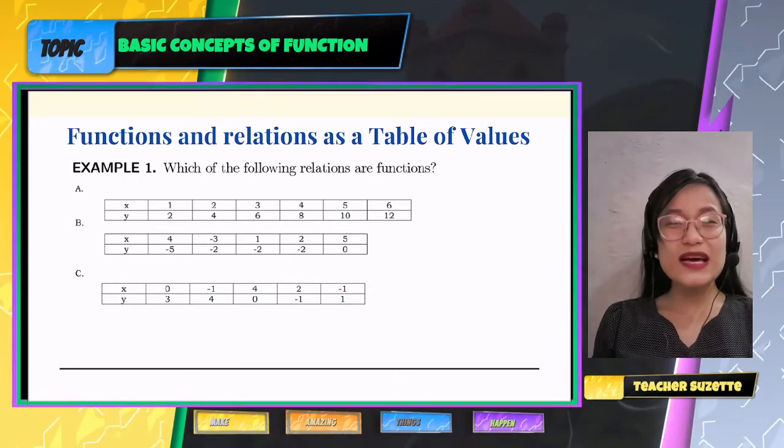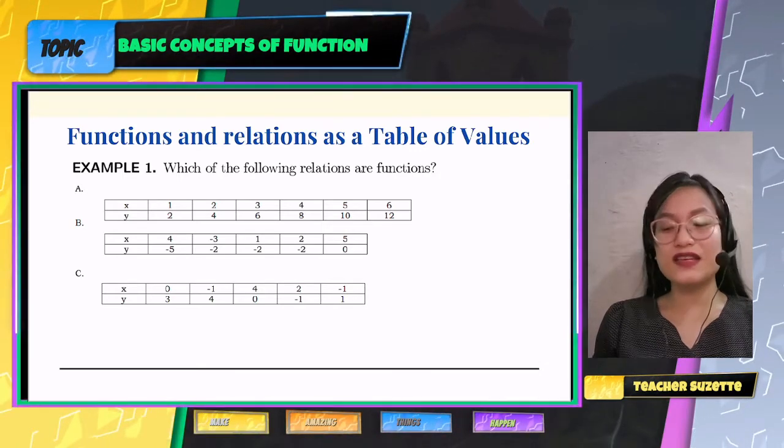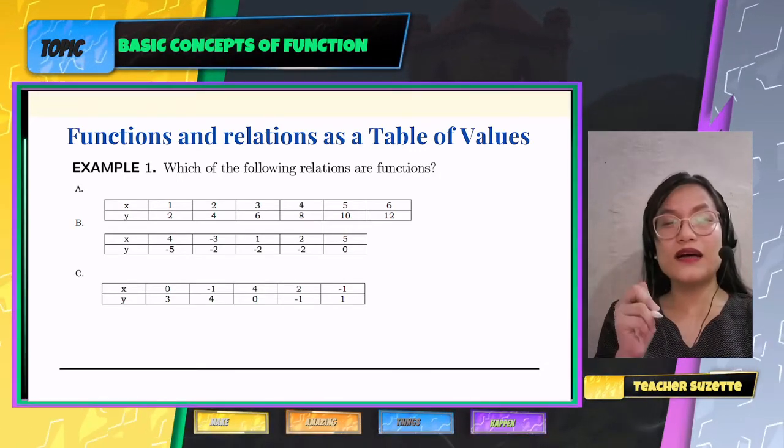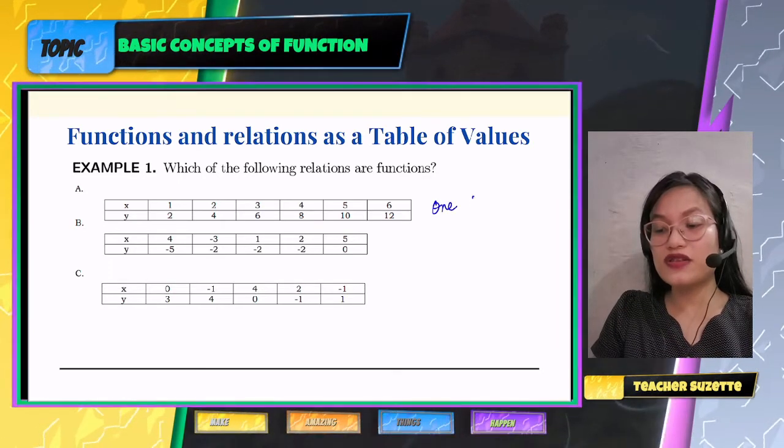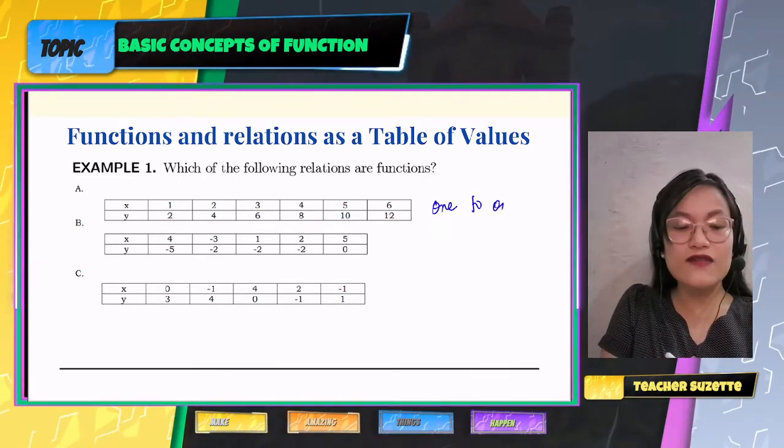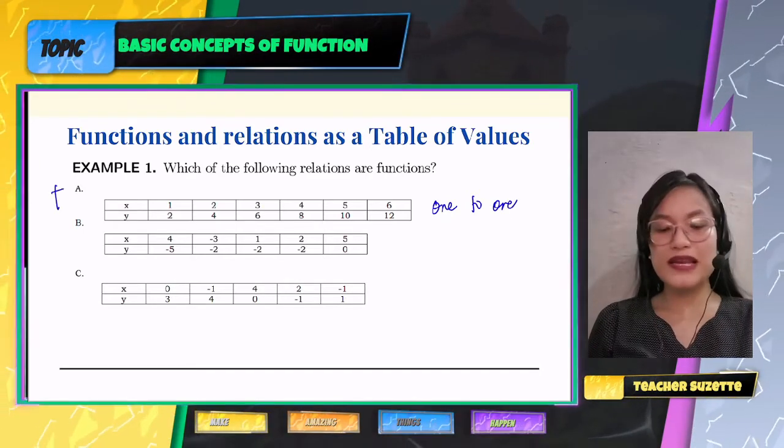So, obviously, upon checking lang po yung mga values ng x and y, you can really identify that this is a one-to-one kind of relation. So, therefore, this is a function. Eh, yung letter B natin, tingnan natin.